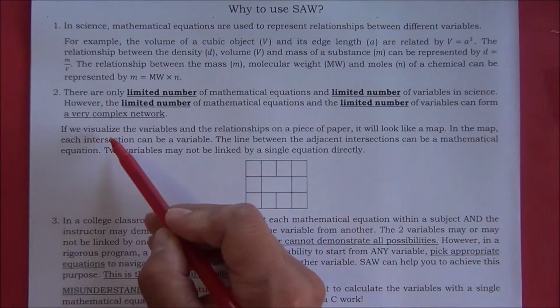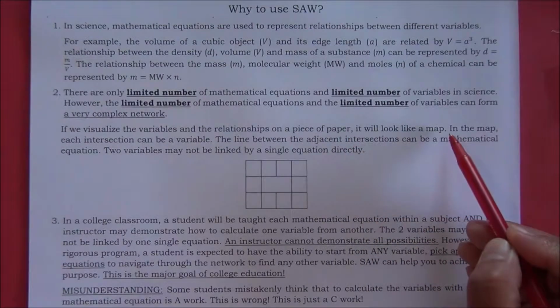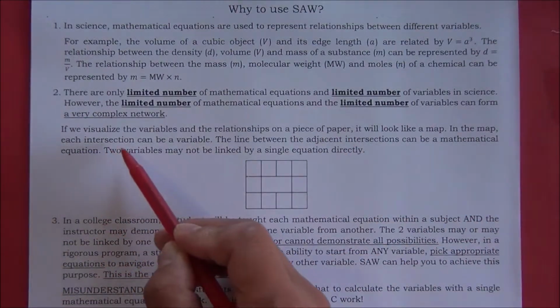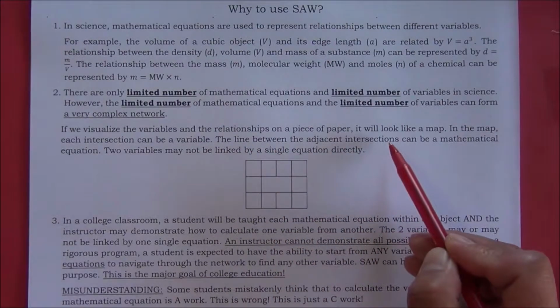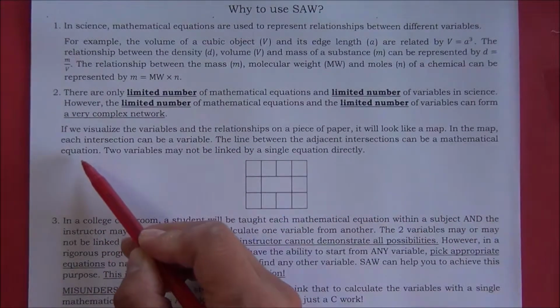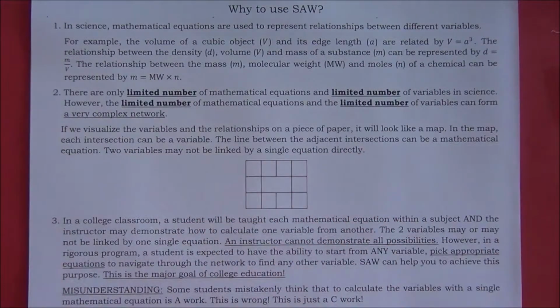Well, if we realize the variables and the relationships on a piece of paper, it will look like a map. In the map, each intersection can be a variable. The line between adjacent intersections can be a mathematical equation. Two variables may not be linked by a single equation directly.